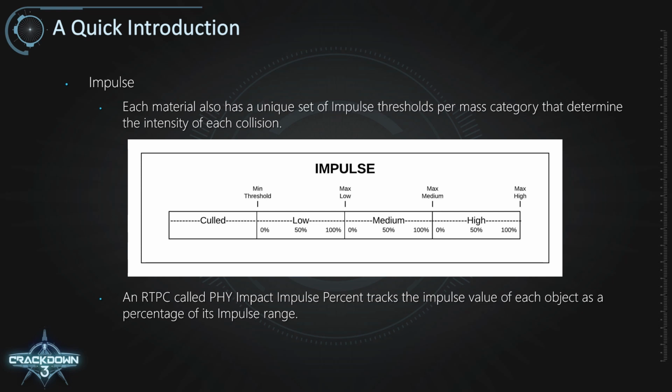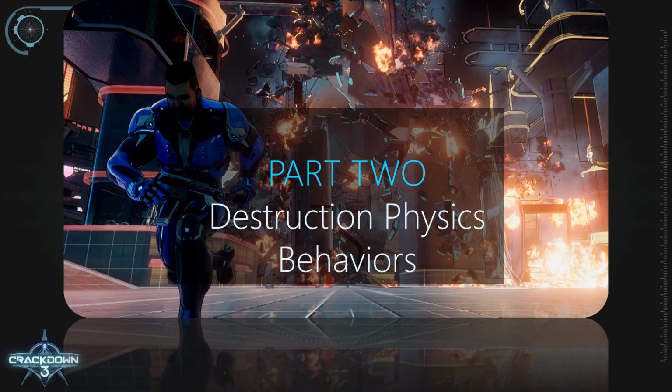And like the mass thresholds, we track the impulse values relative to their ranges and drive an RTPC called impact impulse percent. And this scales volume and makeup gain to give us a smoother gradient over our intensities. All right, we're going to focus heavily on the impact system in this talk, but there's several other behaviors that are worth noting, so I'll give you a quick rundown of each of those.